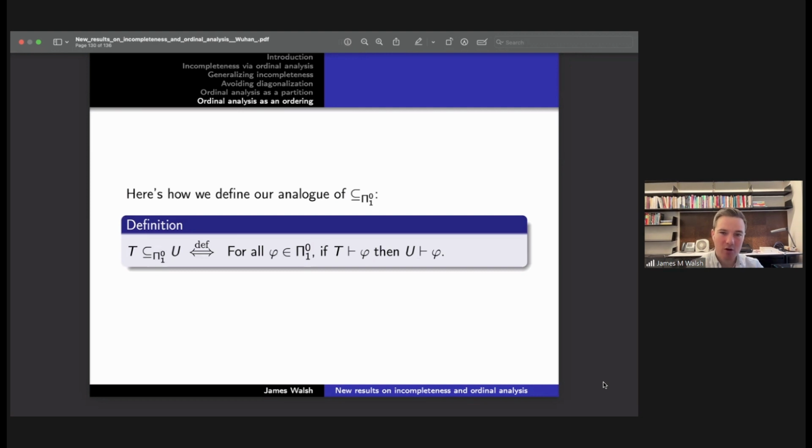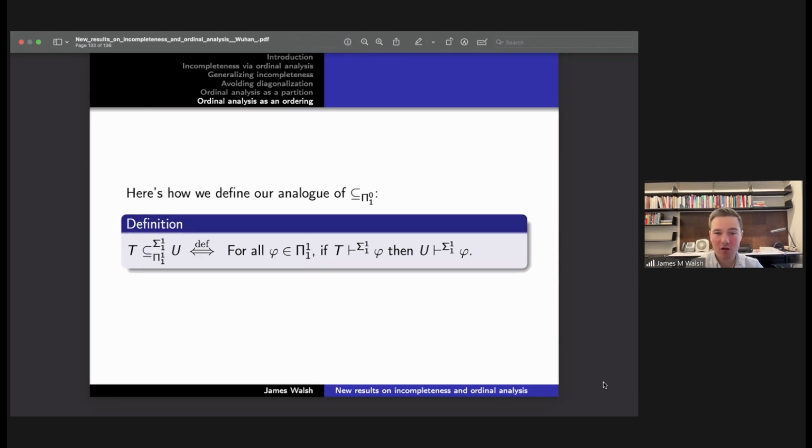Now, here's how we're going to introduce our analog of Π⁰₁ theorem hood. It's going to be the same trick. First we have T is included in Π⁰₁ in U, which means for all φ in Π⁰₁, if T proves φ, then U proves φ. First, notice you change "proves" to "Σ⁰₁ proves" and nothing changes, because T and U are Σ⁰₁ complete.